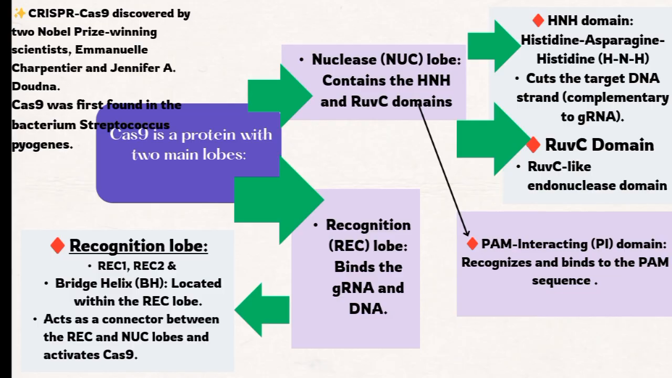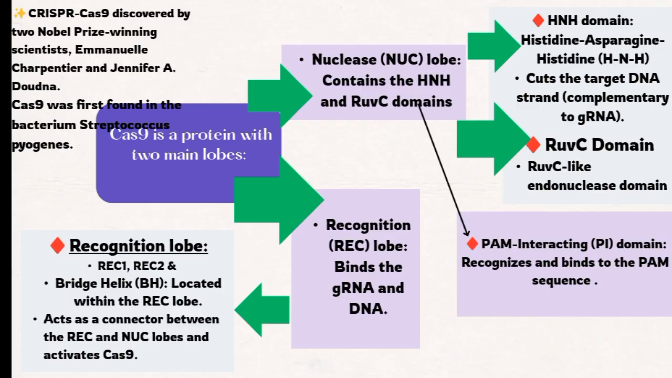This CRISPR acts as an immune mechanism against the bacteriophage to protect itself. This CRISPR-Cas9 was discovered by two Nobel-winning scientists, Emmanuelle and Jennifer. The Cas9 was first found in the bacterium Streptococcus pyogenes.